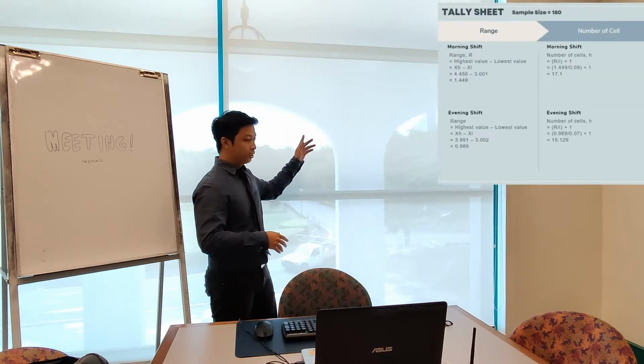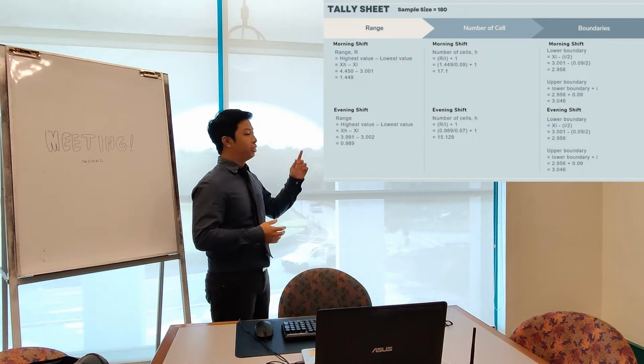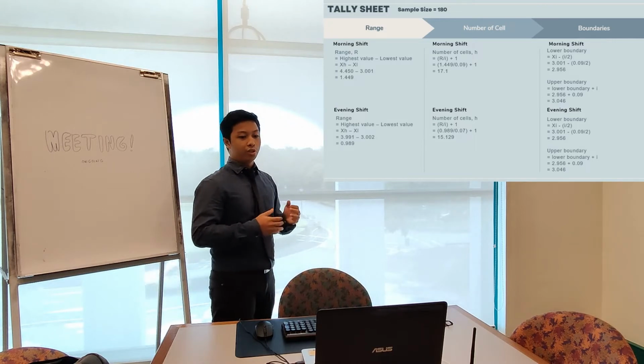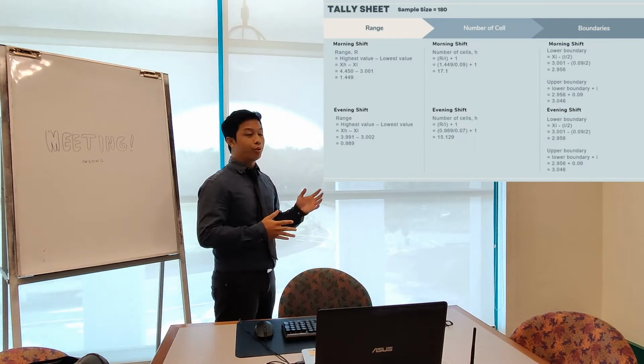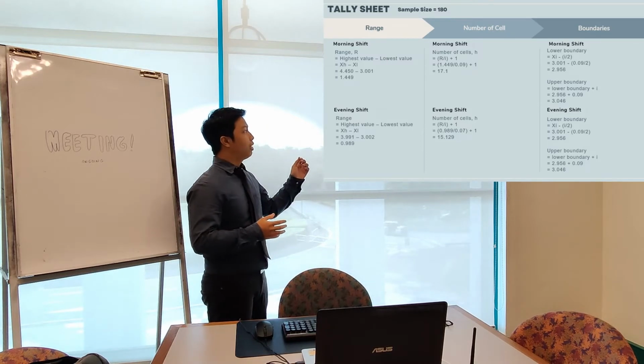So first things first, we need to calculate the range of the sample. Range is equal to the difference between the highest and the lowest value of the sample data. So the range of the morning shift is equal to 1.449, and the range of the evening shift is equal to 0.989.